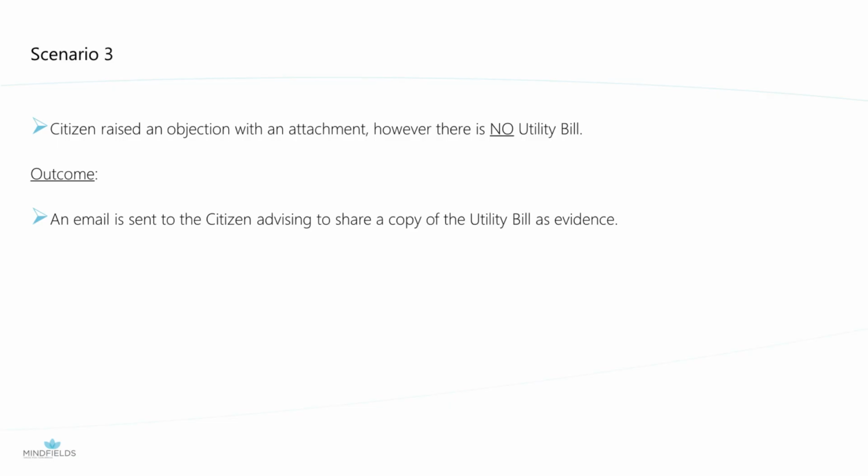Now, we will see a demo of the third scenario, where a citizen raises an objection that includes an attachment, but there is no utility bill attached. In this case, since the value returned from Catonix platform will not have a classification of a utility bill, the UiPath robot will trigger an email to the citizen. This email will advise that the attached document does not contain a utility bill and will request them to upload one.